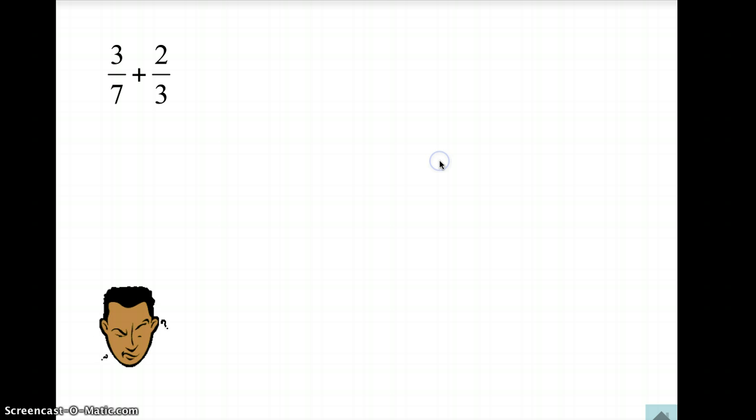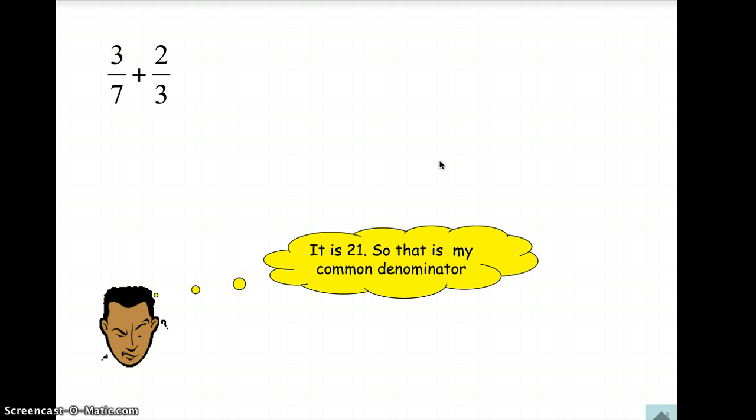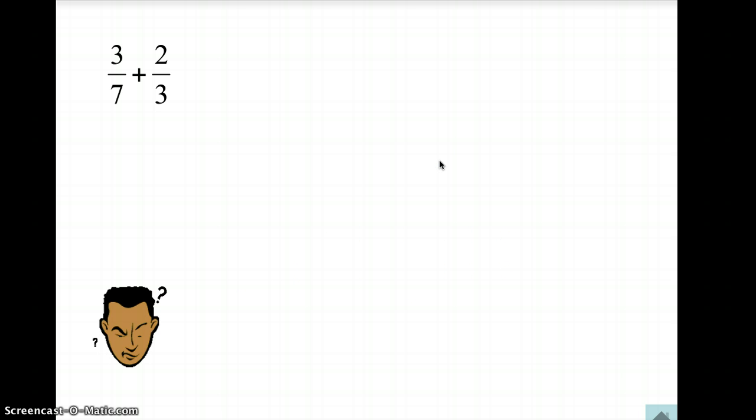If you were to do 3 and 7, what is the lowest term that both divide into? Let's think. Oh, they can become 21, so that's my common denominator. Let's go ahead and finish it up. Pause it and finish it up. You've got something over 21, something over 21.